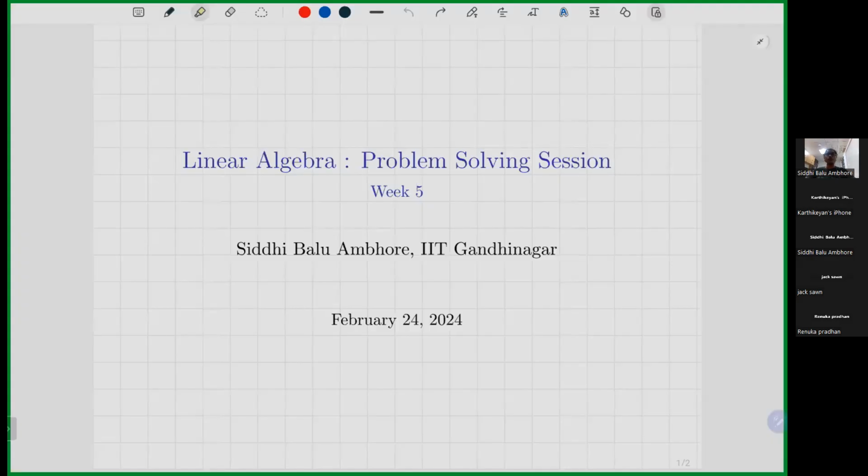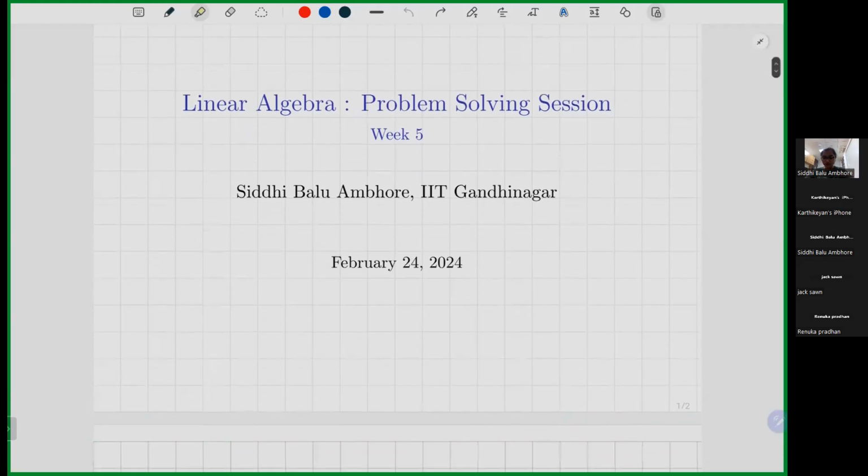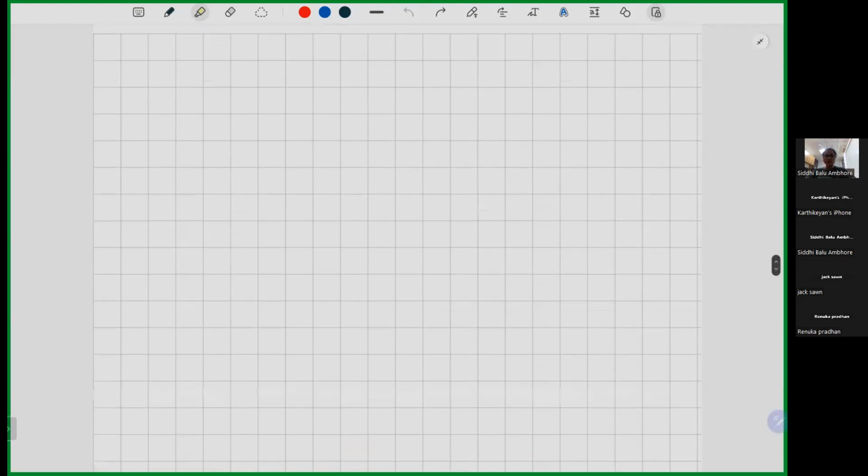So, welcome to problem solving session for linear algebra. Today we will discuss problems related to syllabus covered in week 5. That is problems related to change of basis, product of vector spaces, quotient spaces, and dual spaces. So we'll start with the first problem related to change of basis.